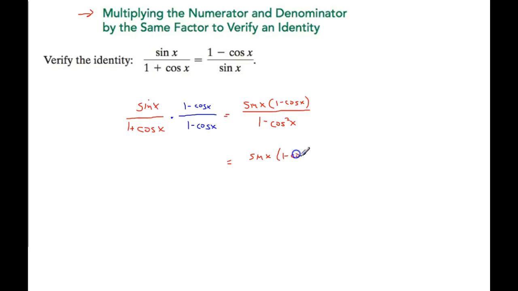So hopefully you can see what's going to happen. We're going to end up with a sine squared on the bottom, and then this sine and one of these sines on the bottom will cancel. And what are we left with? We're left with 1 minus cosine x over sine, which was the original right hand side. So we've proven the identity.